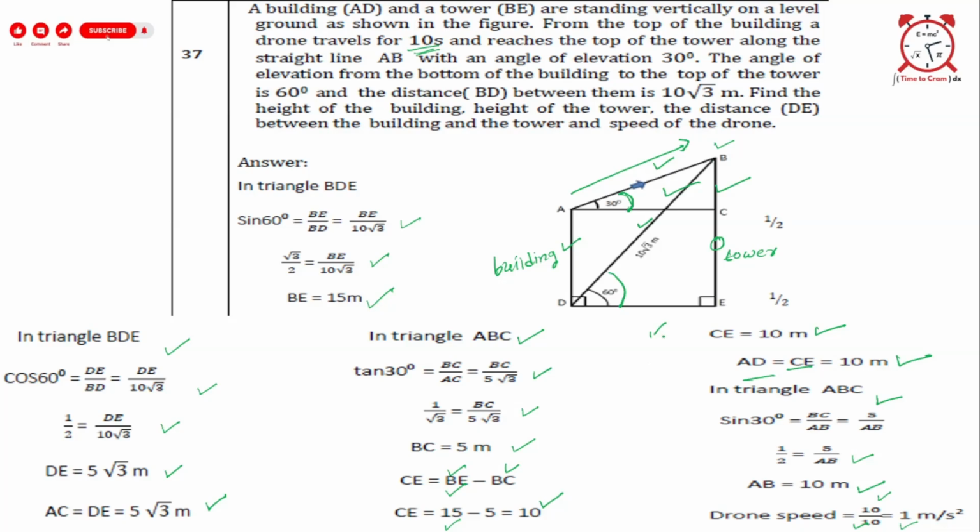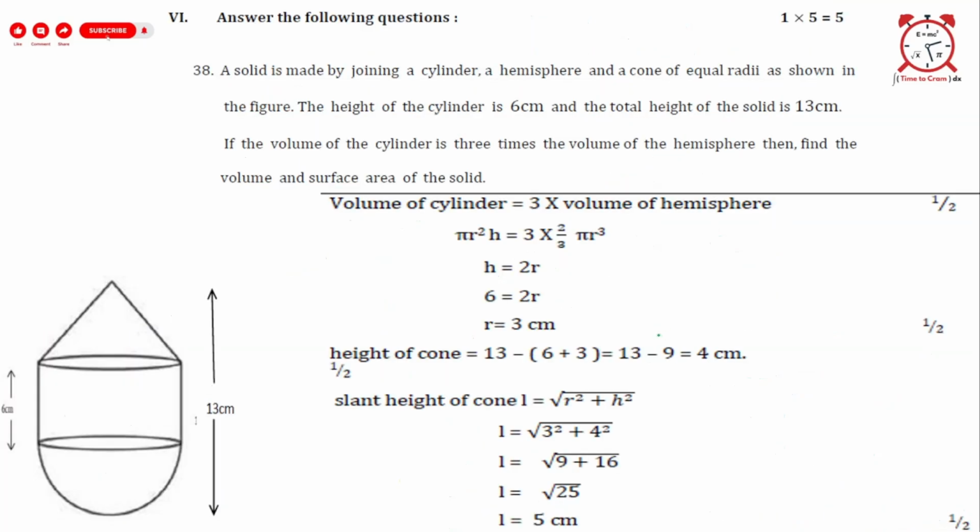Okay, let us go for the next sum. Here also we will have an internal option. This is the last question of 5 marks of the board question paper. Now, a solid is made by joining a cylinder, a hemisphere, and a cone of equal radii, as shown in the figure.